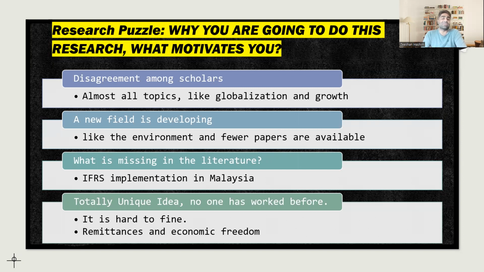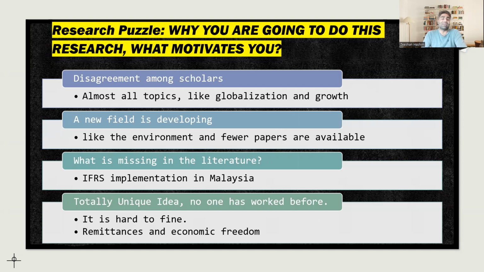There was no research available addressing the relationship between remittances and economic freedom, so my research was the first one. Such a totally unique idea, you can find out.